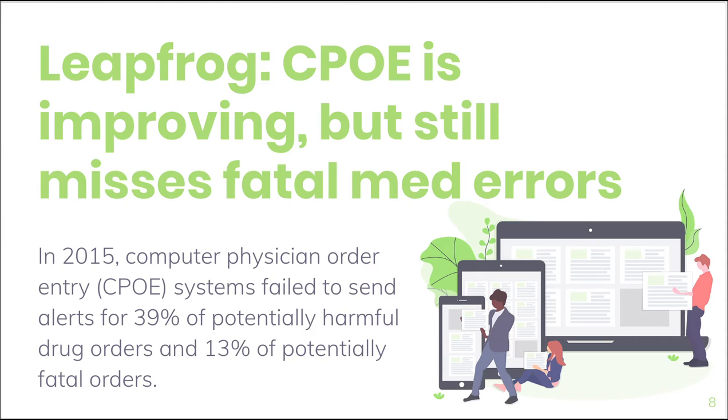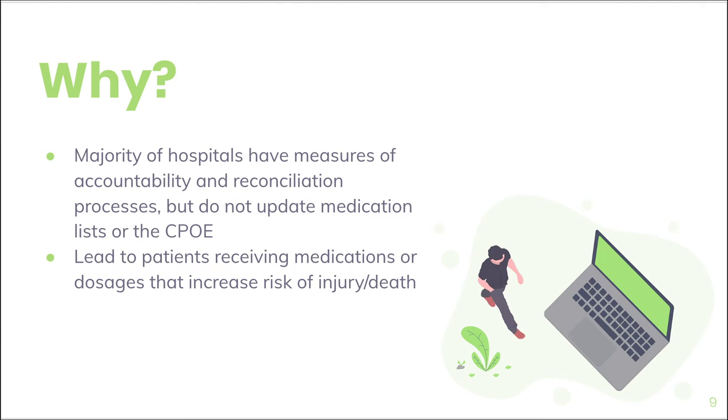Computerized physician order entries are supposed to reduce the likelihood of medication errors, but there are still fatal errors, and this can be seen in the statistic shown in the slide, in which CPOE systems failed to send alerts for 39% of potentially harmful drug orders and 13% of potentially fatal orders. Hospitals sometimes don't add new treatments or guidelines to their CPOE systems, nor always ensure that the medication lists are up to date. This is a glaring issue because some medications have interactions with certain types of medication due to different effects, either amplifying, conflicting, or reacting together in a dangerous way.